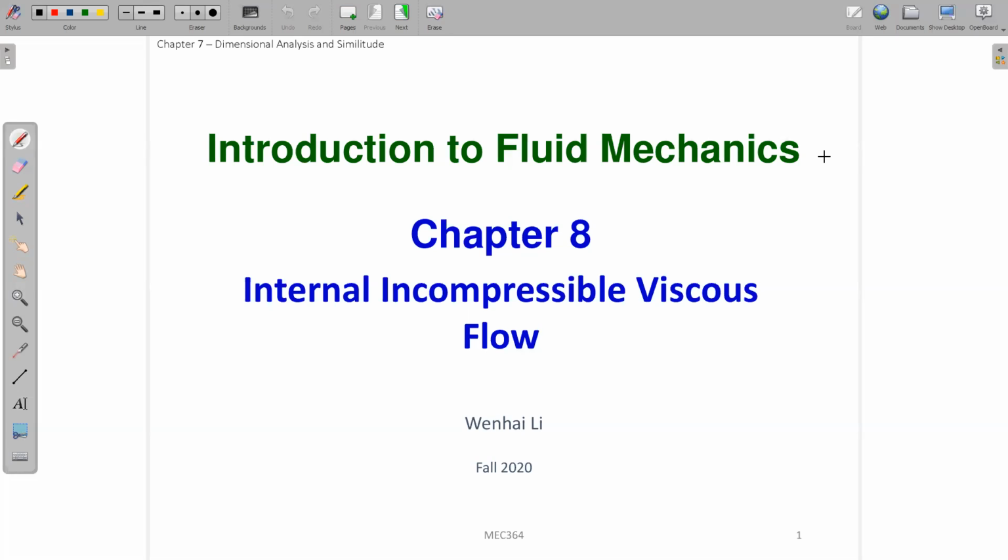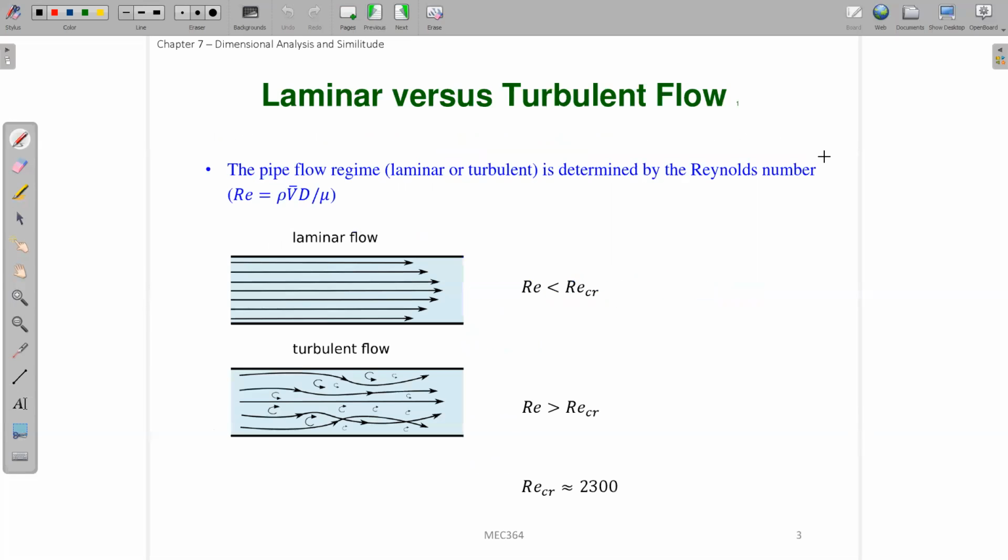Okay, and again, we only cover a part of the contents in these chapters. We will not cover everything. We're focusing on the laminar flow, because we will not be talking too much about the turbulent flow. Okay, and for the laminar internal flow, the incompressible laminar internal flow.